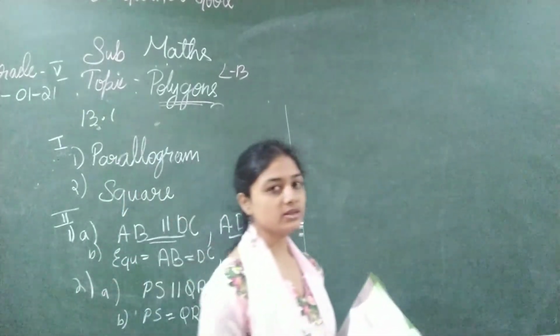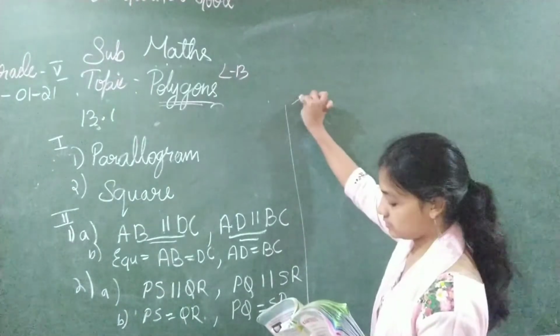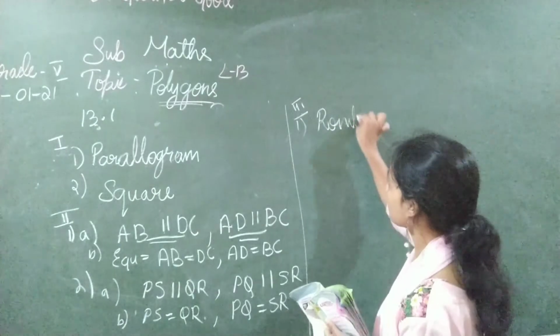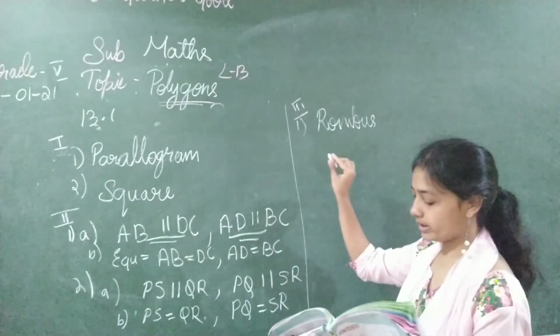In rhombus, I said it is all the sides equal. Sorry, opposite sides are equal. Okay. So first one is rhombus, where all the sides are equal and opposite angles are equal.